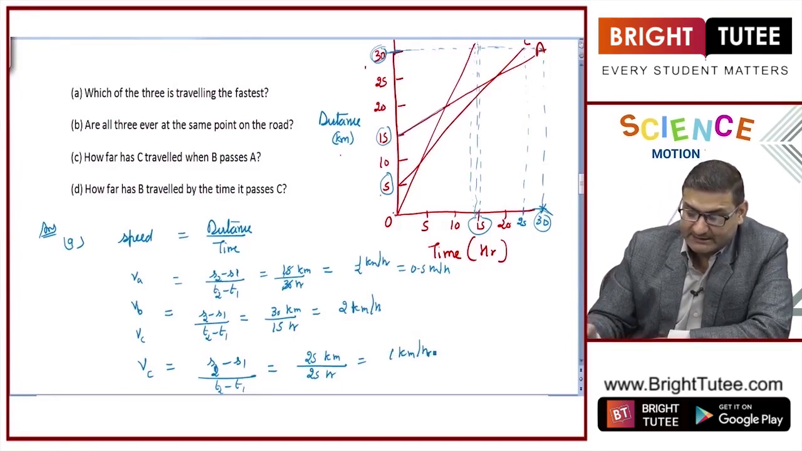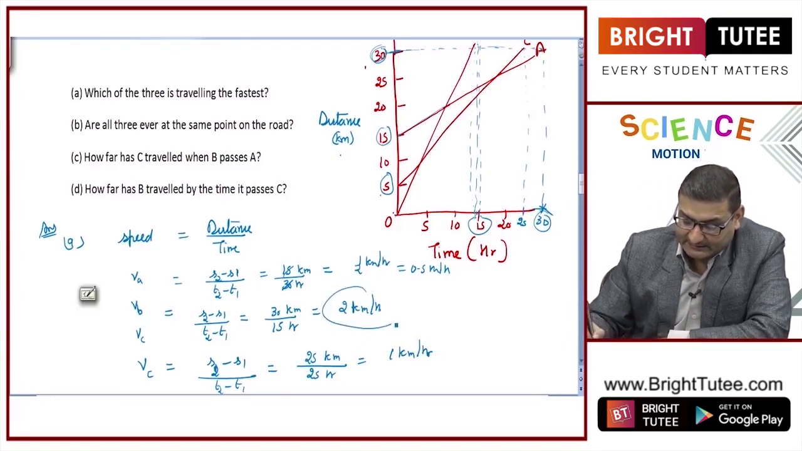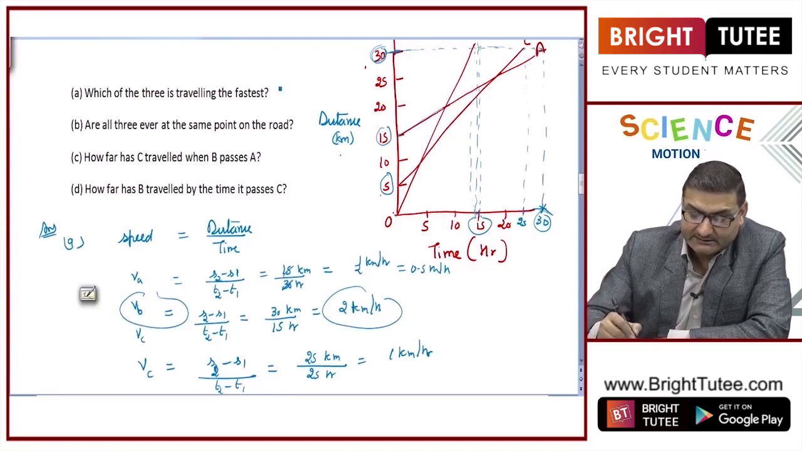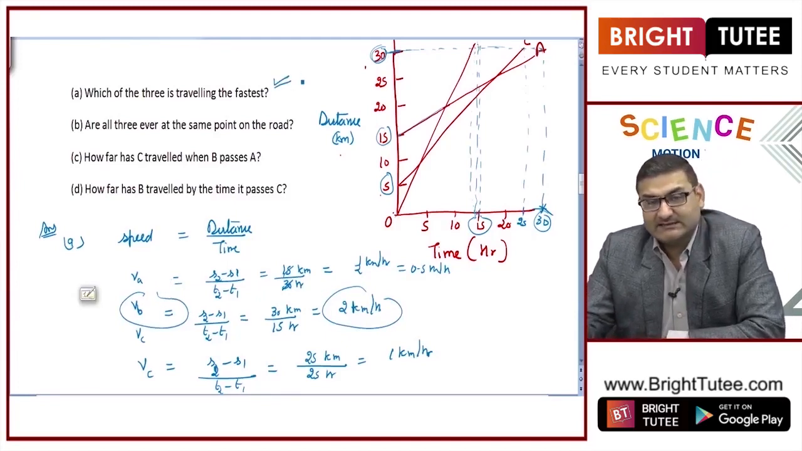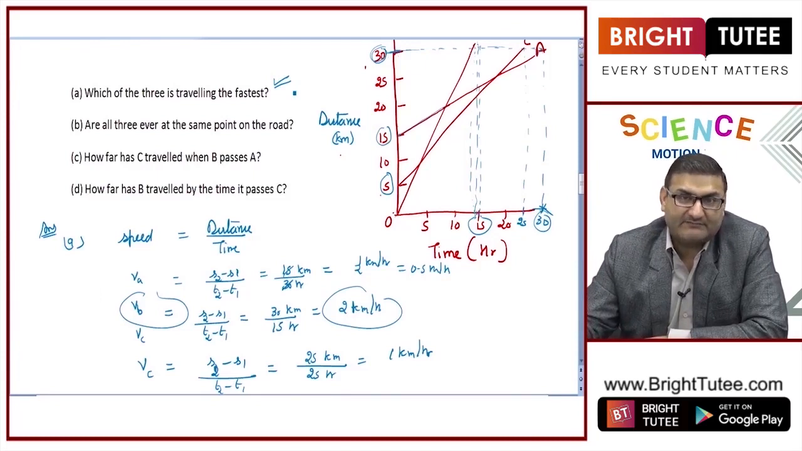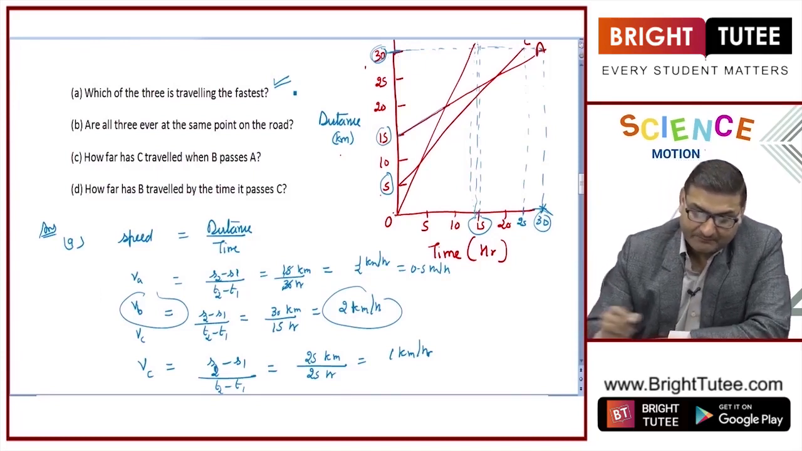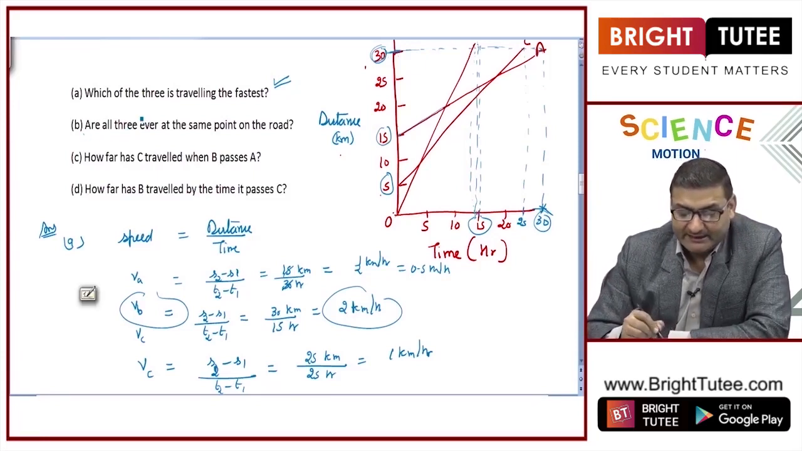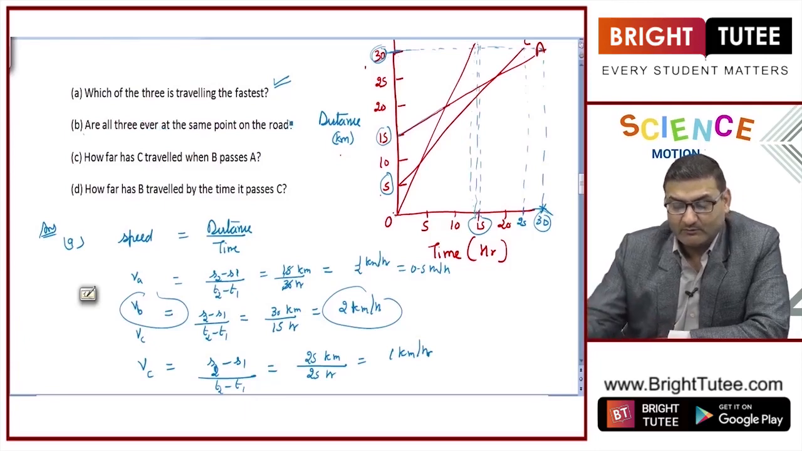So among these three, we see that car B has travelled the fastest. Got it? So this is the answer of our first part, that among these cars A, B, C, B is travelling at the fastest speed. Second part, are all three ever at the same point on the road?